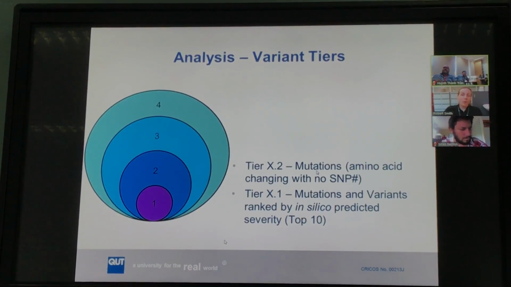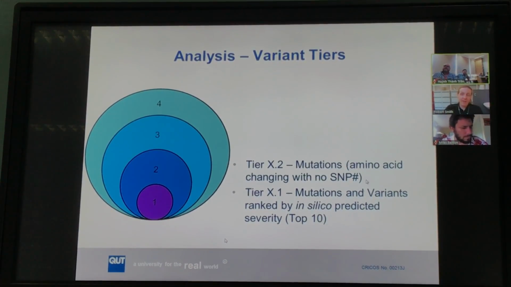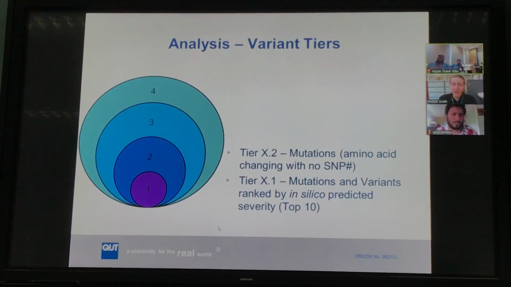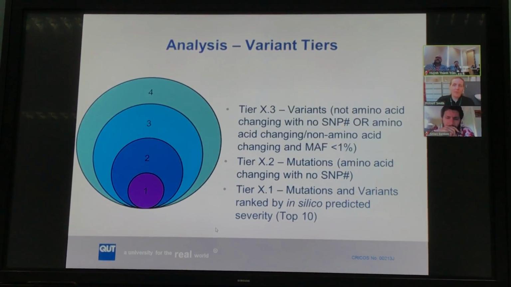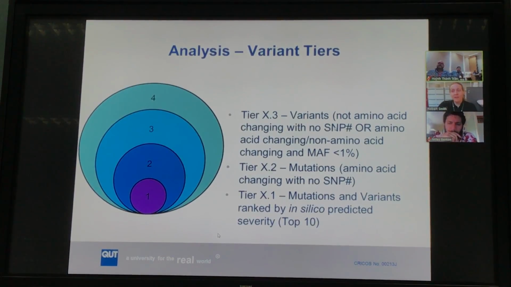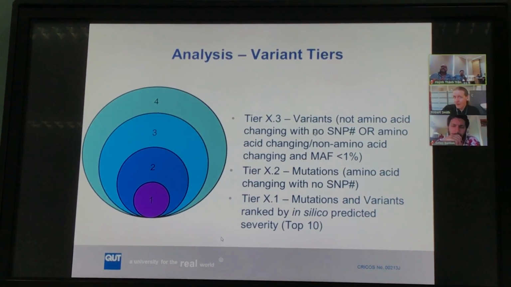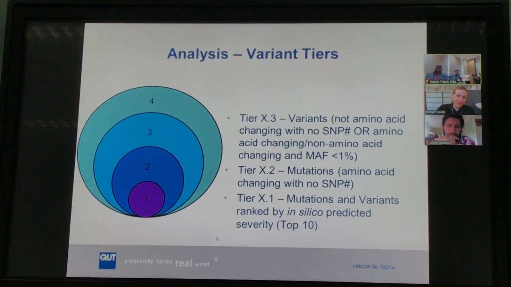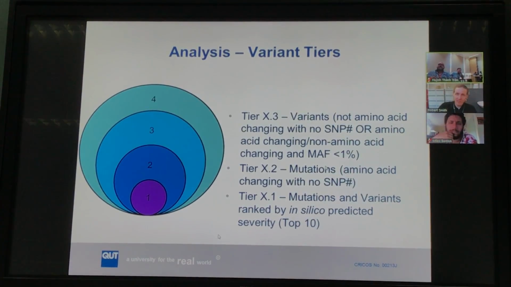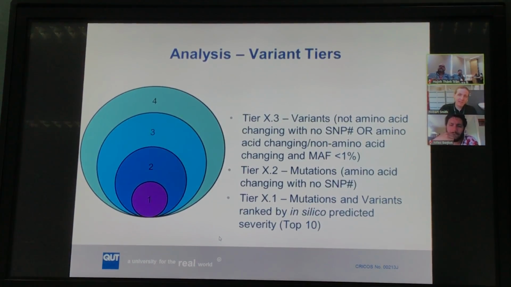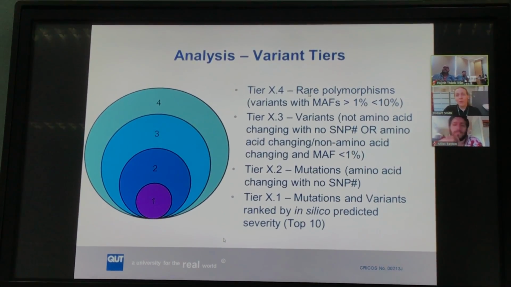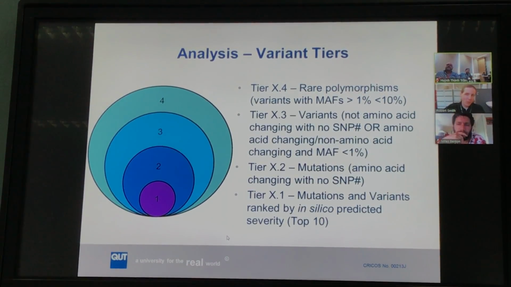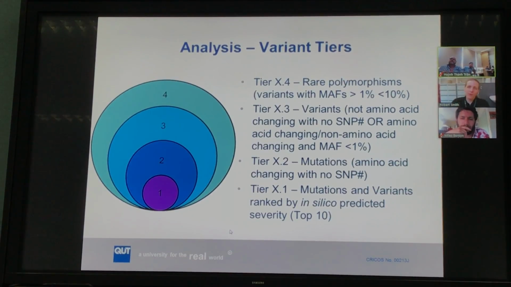The second tier are what we call mutations. These are amino acid changing variants that have no known SNP number. So these are variants that have not been seen before or are so rare that nobody has annotated them yet. Third tier are variants, and these are things that are not amino acid changing but don't have a SNP number, or they're amino acid changing or non-amino acid changing, and then minor allele frequencies are considered to be less than 1%. So these are very rare variants that may be affecting disease. And now in the fourth tier, we have rare polymorphisms. These are variants that lead up to that fourth major tier, all the variants that are between 1% and 10% in a minor allele frequency.